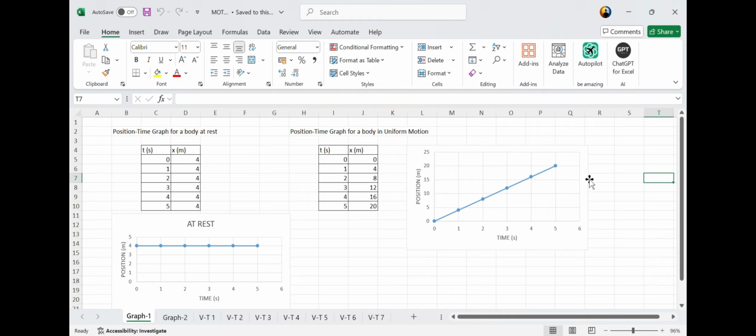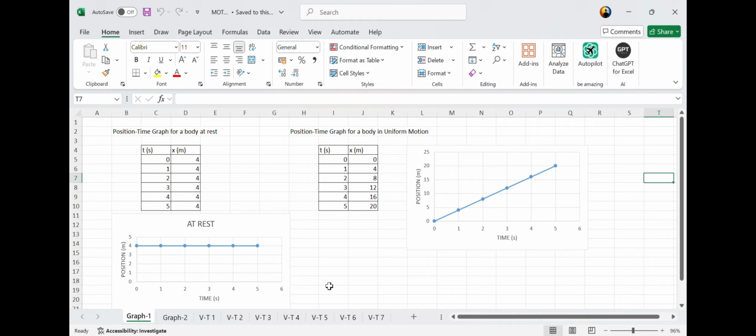So yeah, starting off with the position time graph for a body at rest, you see that time is increasing uniformly by 1 second, but in this time interval from 0 seconds to 5 seconds, the position remains the same, 4 meters. It is not changing with respect to time. So you can see in the graph over here that the blue line is parallel to the time axis, and that depicts the position time graph for a body in a state of rest, as we saw previously on the whiteboard as well.